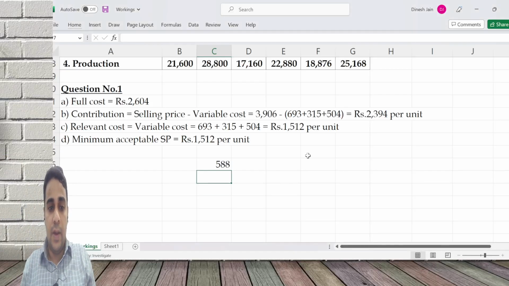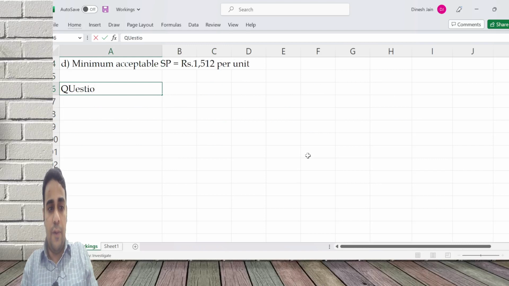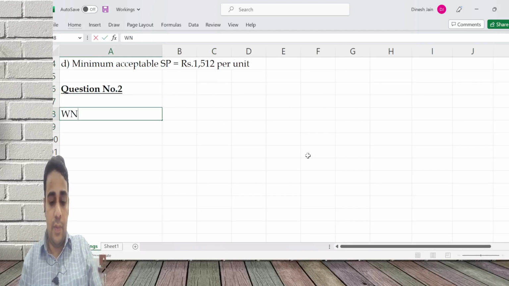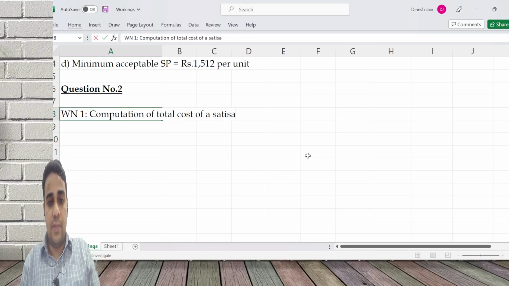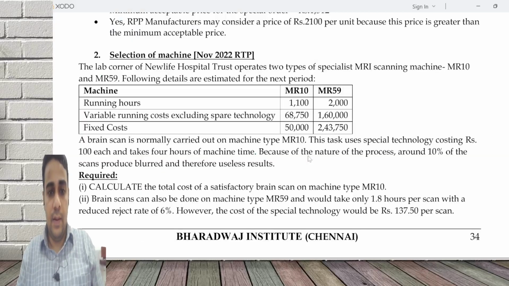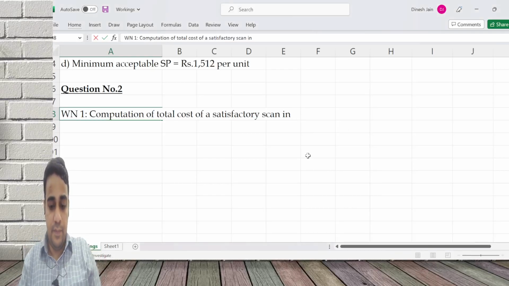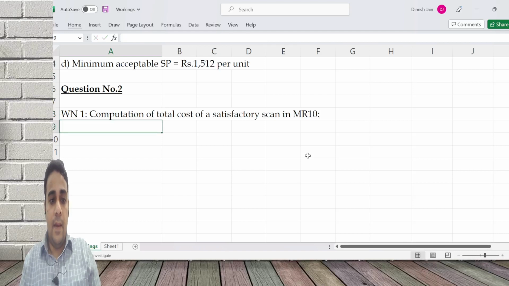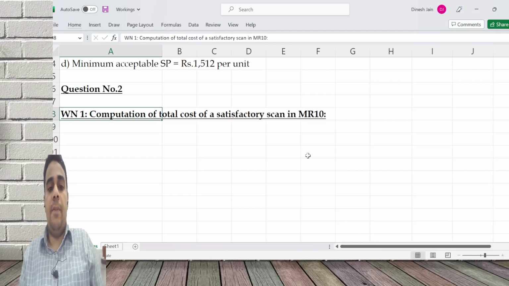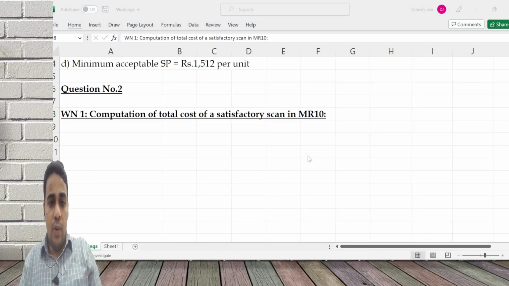So let's start. Computation of total cost for satisfactory scan in MR10. Total cost of a satisfactory scan in MR10.